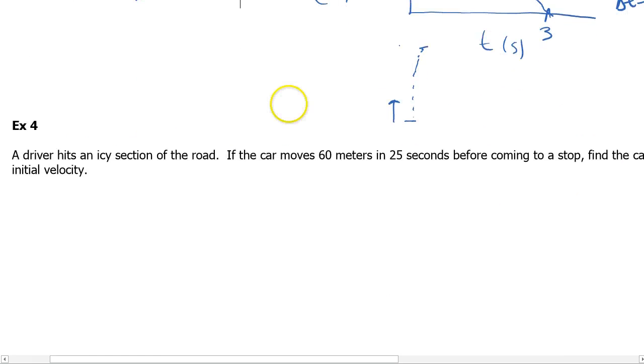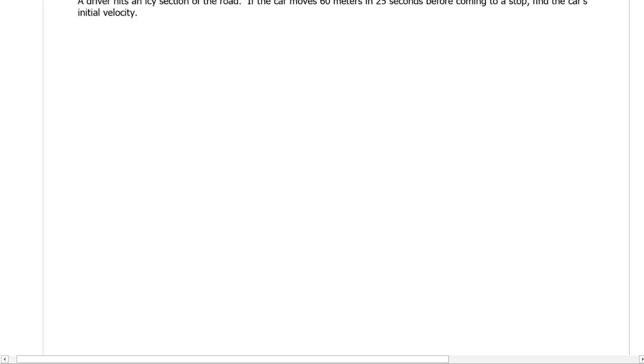Okay, moving along, we got example number 4, and is that our last one? Yeah, example number 4, and then after that you got a little bit of homework to do.